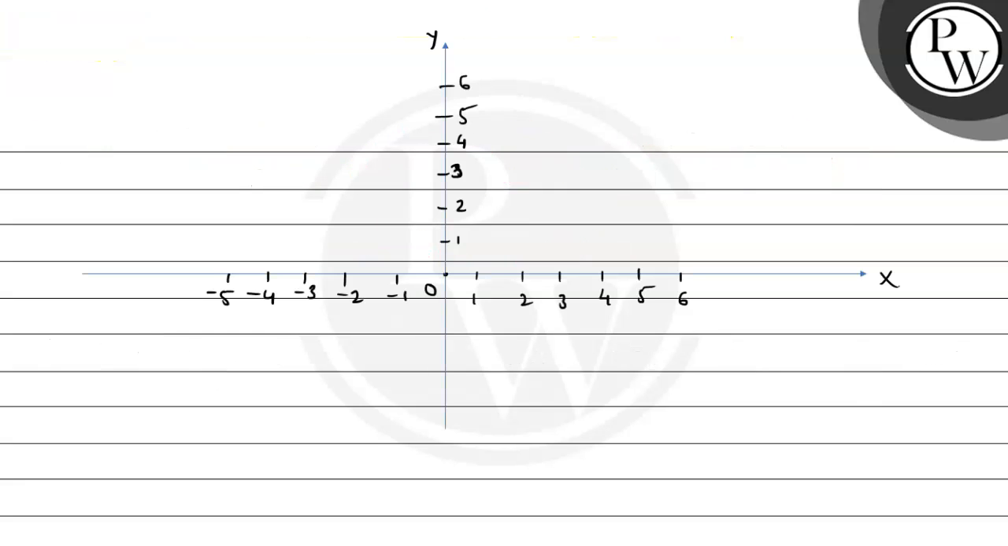Suppose here we have the coordinate axes. Line L1 has equation 4x minus y plus 5 equals 0. This line will pass through the point where x is 0, y is 5. So here we have one point, and when y is 0, x is minus 5 by 4, which is somewhere around here. So the graph will look like this straight line. So this is line L1.